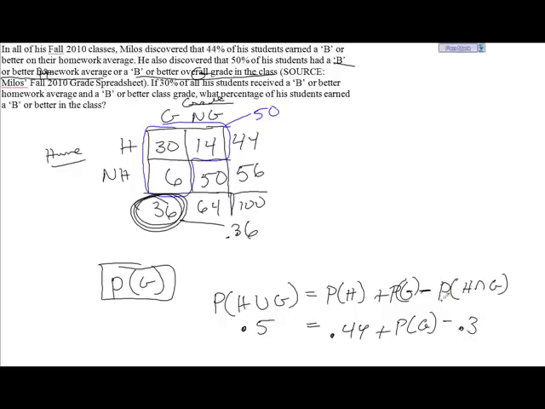Well, look at that. That's just a little bit of simple arithmetic now. I'm going to move the 0.44 to the other side by subtracting. I'm going to move the negative 0.3 to the other side by adding it. And that gives me the probability of G. Well, 0.5 minus 0.44 is 0.06, plus 0.3 is 0.36. So there you have it. That's how we would do it algebraically. Much faster. Really, we just had to know where to plug things in, and then we were able to move the elements around and find our answer that way. So either of these methods works quite well.